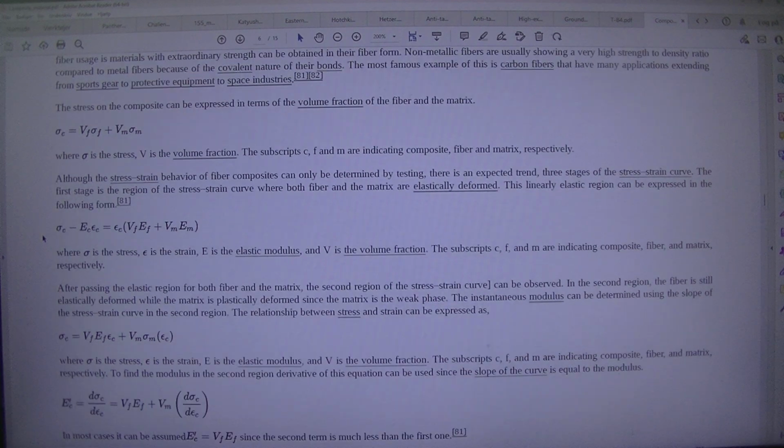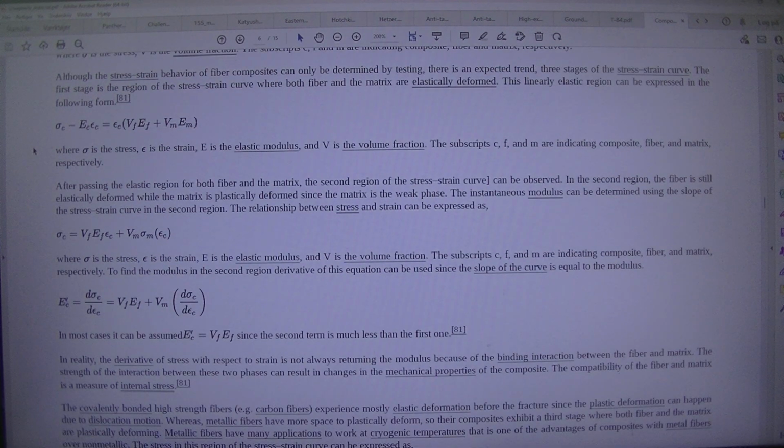Although the stress-strain behavior of fiber composites can only be determined by testing, there is an expected trend. There are 3 stages of the stress-strain curve. The first stage is the region where both fiber and the matrix are elastically deformed. This linearly elastic region can be expressed in the following form, where σ is the stress, ε is the strain, E is the elastic modulus, and V is the volume fraction. The subscripts C, F, and M indicate composite, fiber, and matrix respectively.